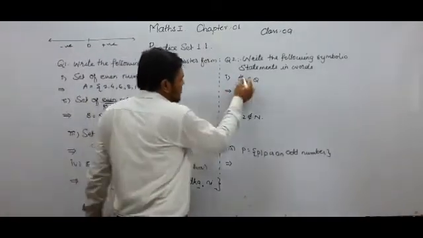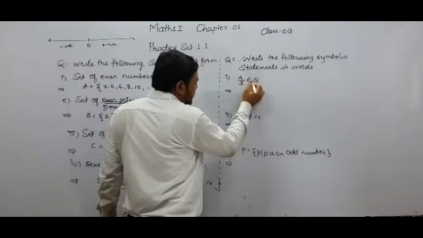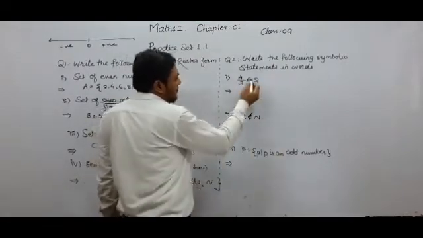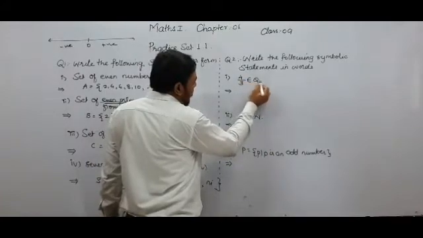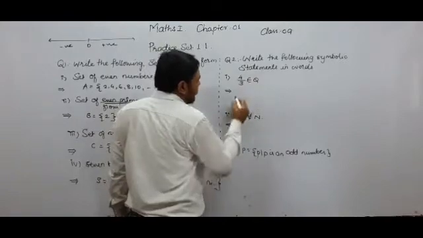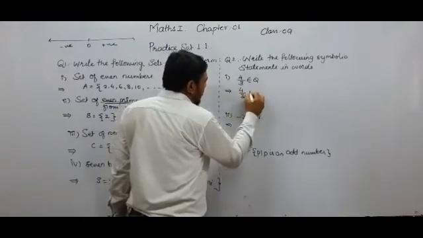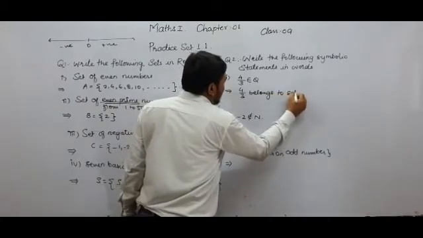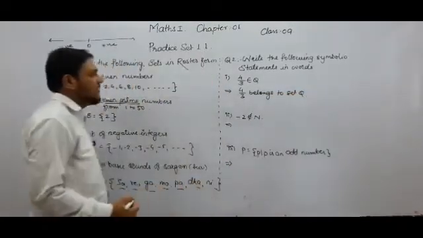So what is this? This is 4 upon 3, and the name of this symbol is epsilon, which means belongs to or an element of. So this is 4 upon 3 belongs to Q. Yes, the meaning of this statement is 4 upon 3 belongs to Q. So we will write 4 upon 3 belongs to set Q.